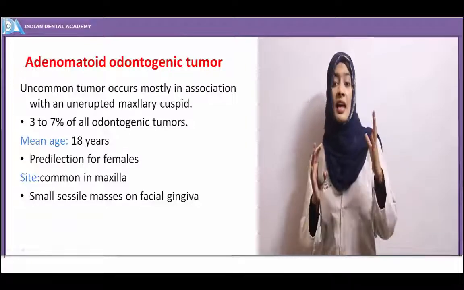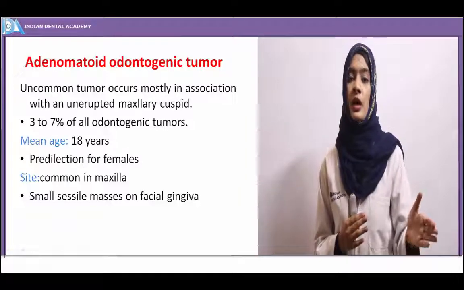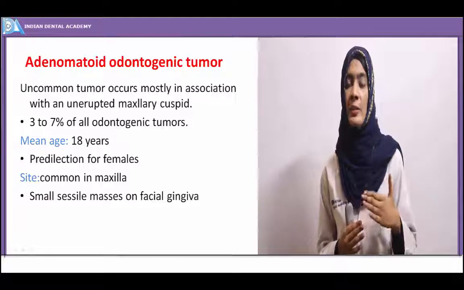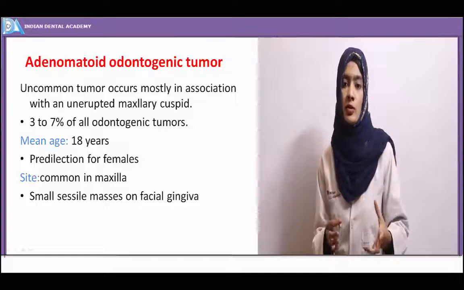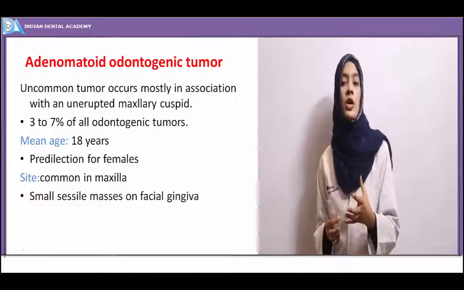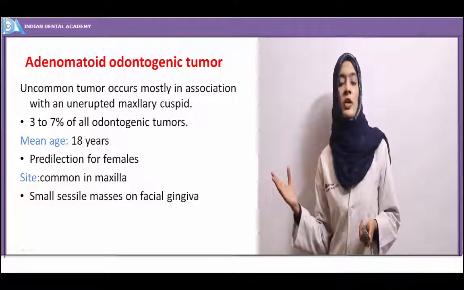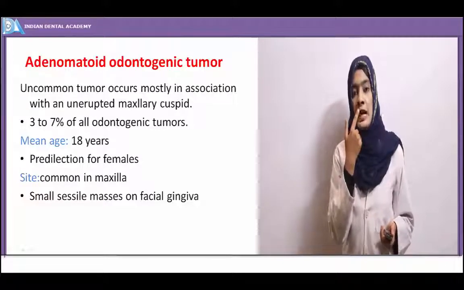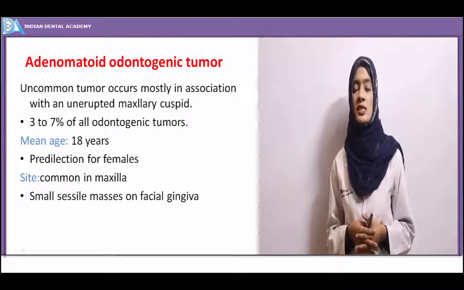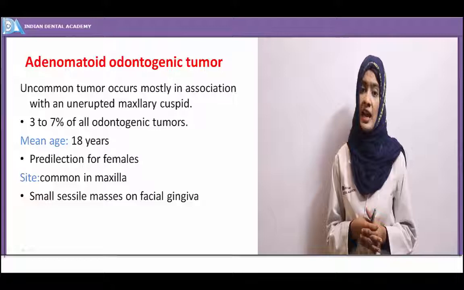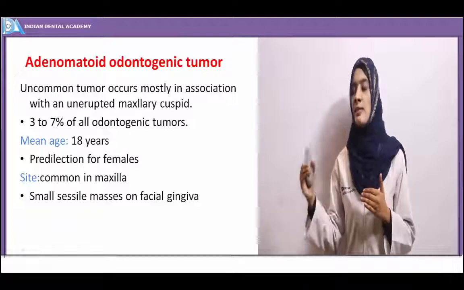The more common characteristic is that, up till now, either the ameloblastoma or the calcifying epithelial odontogenic tumor had a predilection for occurrence in the mandible region. That is, the lower jaw was more commonly affected. But the adenomatoid odontogenic tumor has a predilection for occurrence in the maxilla. Most commonly, it is associated with the unerupted maxillary cuspid. The mean age for occurrence is about 18 years, with a predilection for females, and obviously a predilection for the maxilla, that too the unerupted maxillary cuspid.